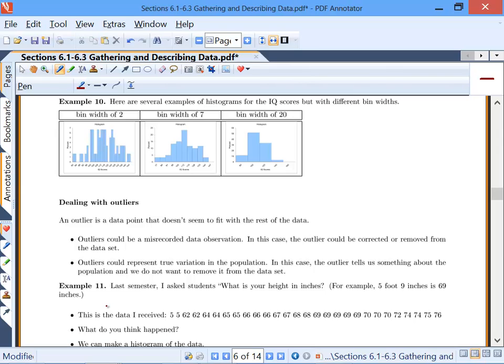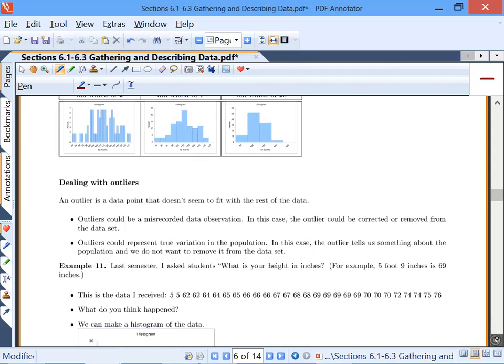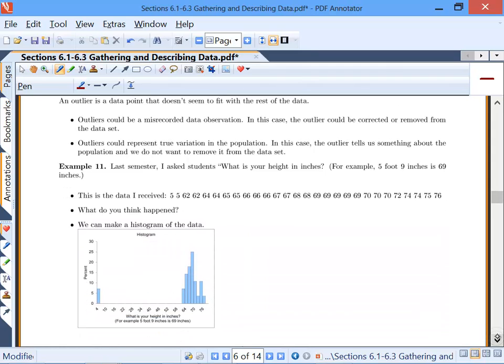So when in doubt, we usually are going to keep our outliers. But this is a good example of a true misrecorded outlier. Last semester, this really did happen. I asked students, what is your height in inches? So for example, 5 foot 9 inches is supposed to be 69 inches. This is the data I received.